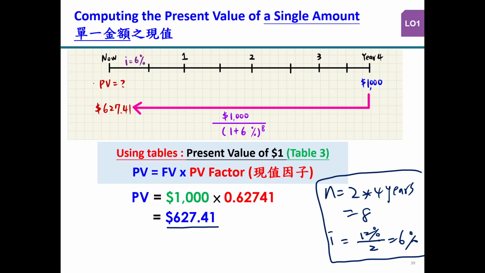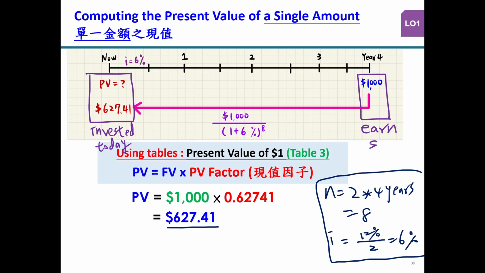So what does it mean? It means at the first day, at the beginning, you invested how much? $627.41 invested today. How much money can you earn after 4 years? $1,000. Okay? So during these 4 years, what's your total interest? The difference between these two numbers, right?